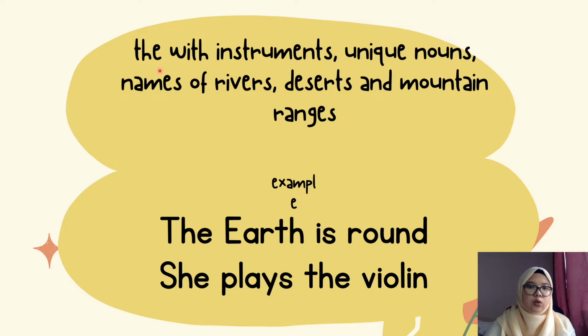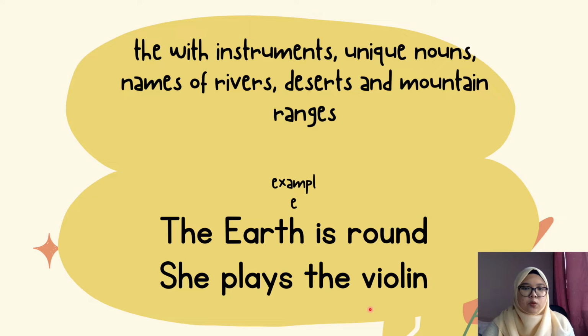the. Okay, we use the with instruments, unique nouns, names of rivers, deserts, and mountain ranges. For example, the earth is round. Okay, the earth is round. So the earth. Earth is the unique noun here. Then, she plays the violin. Violin is an instrument.